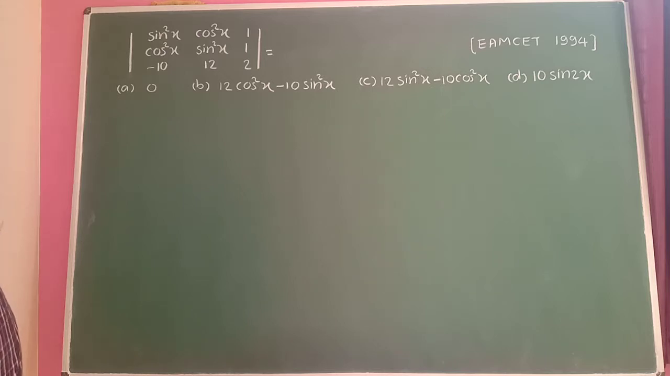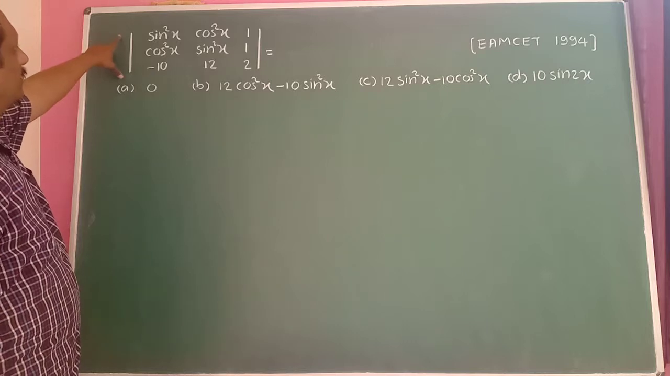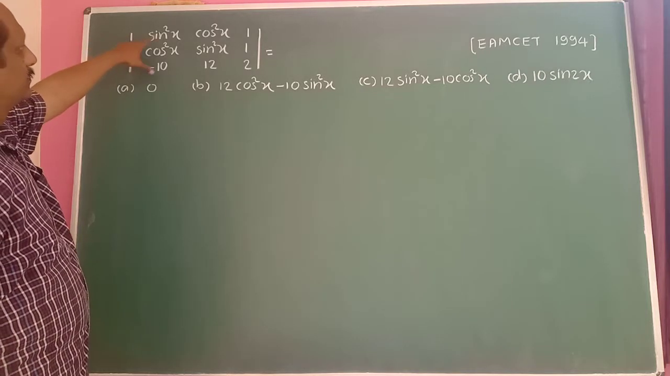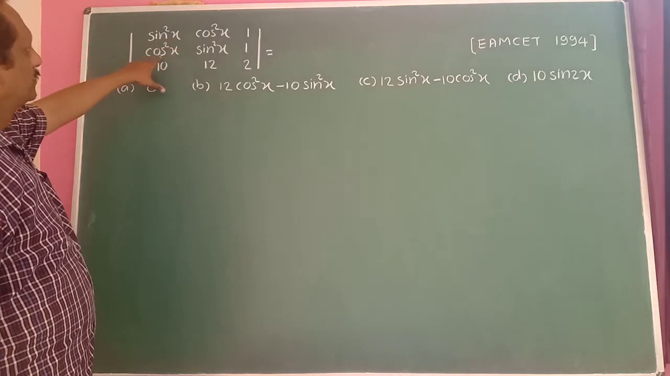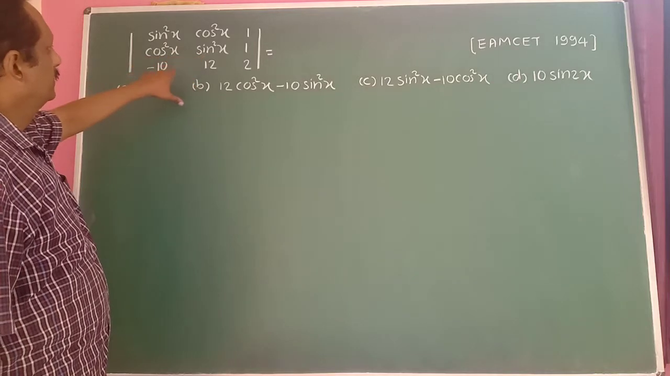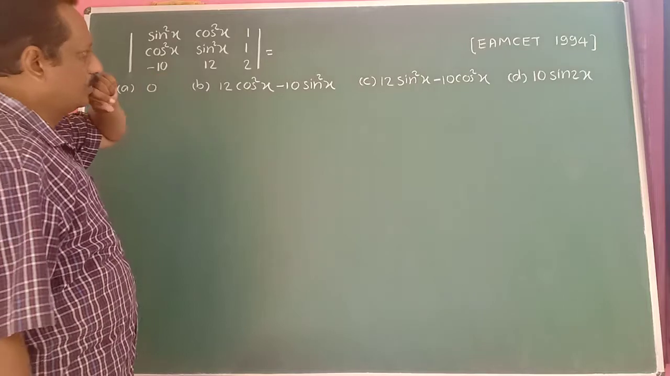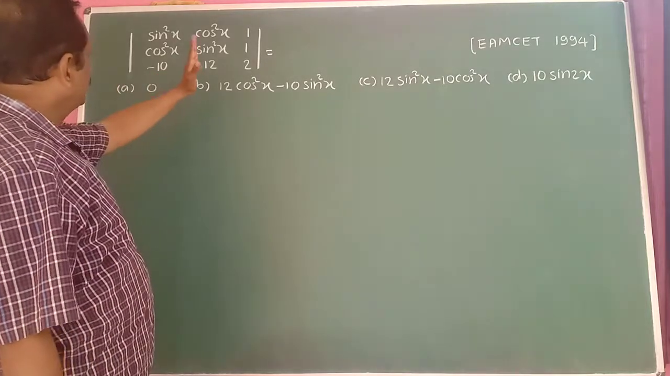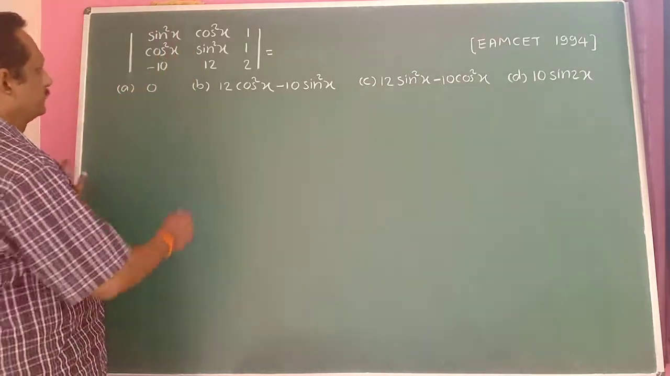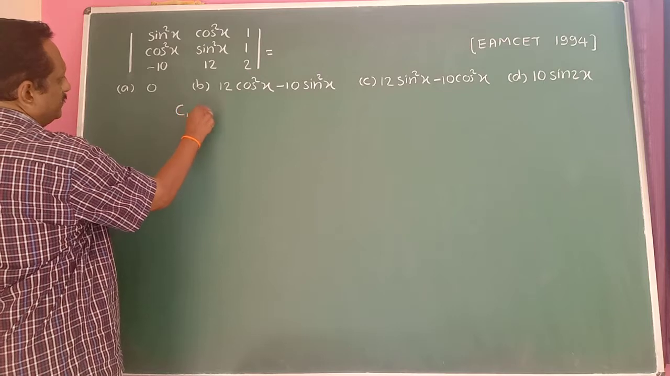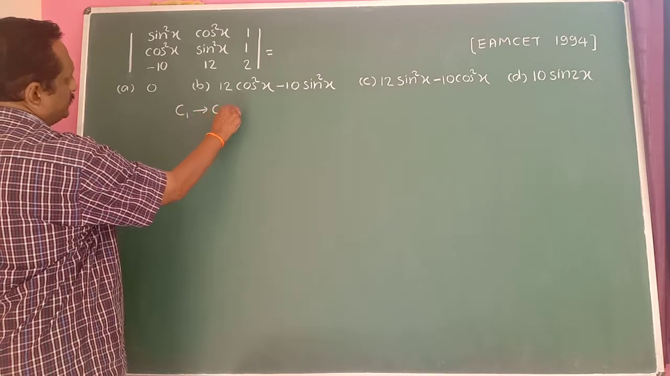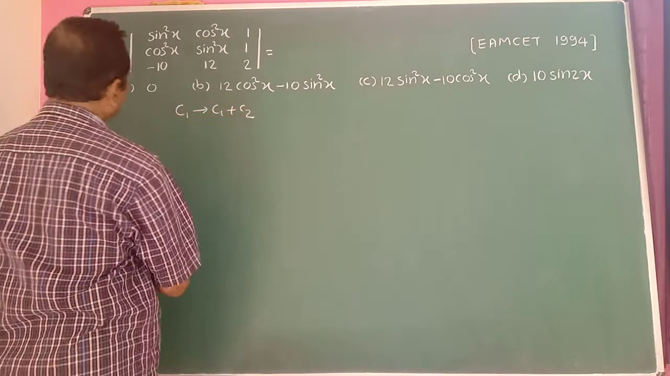Okay. Here the given determinant is sin square x, cos square x, 1; cos square x, sin square x, 1; minus 10, 12, and 2. What is it equal to? You just add these two columns here. So C1 gives C1 plus C2.